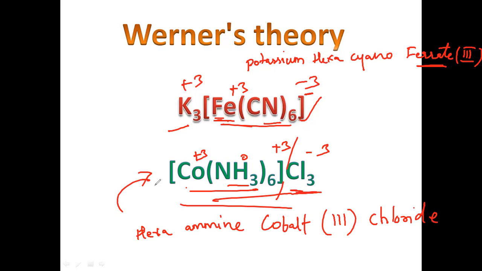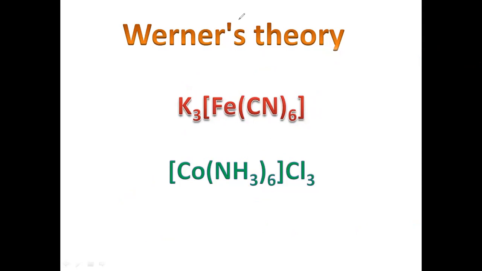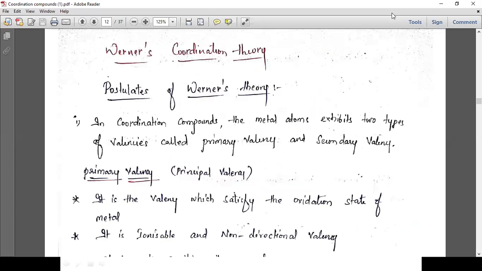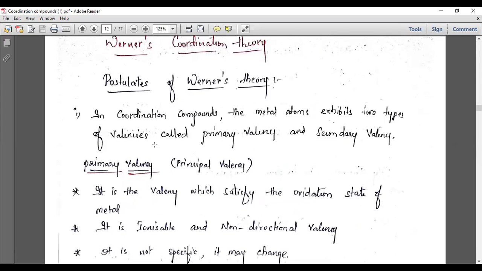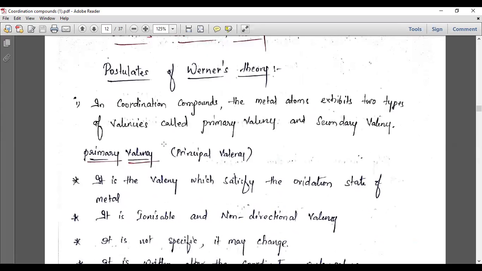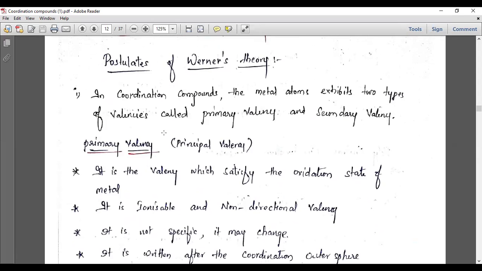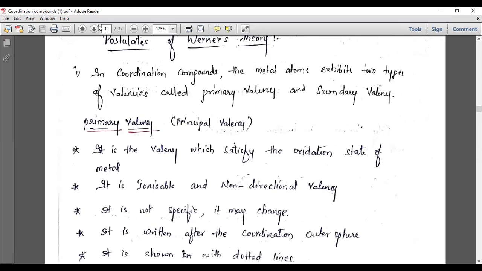All these things you have already studied in the last session, that is the nomenclature. But you need to understand Werner's theory, what exactly Werner's theory is. So let us understand these things. So what are the postulates of this? Werner gave certain statements about the metal complex. What did he actually say? You can easily understand here.